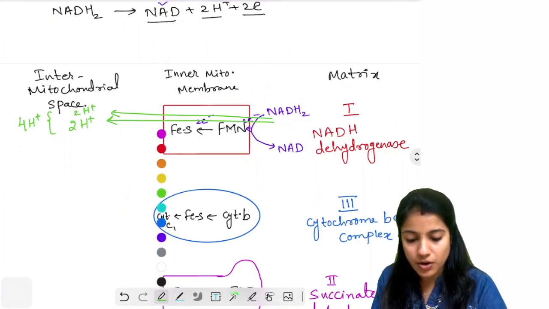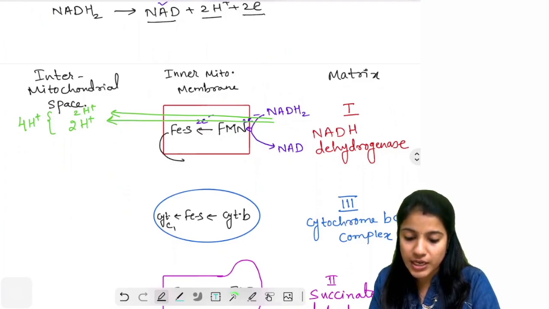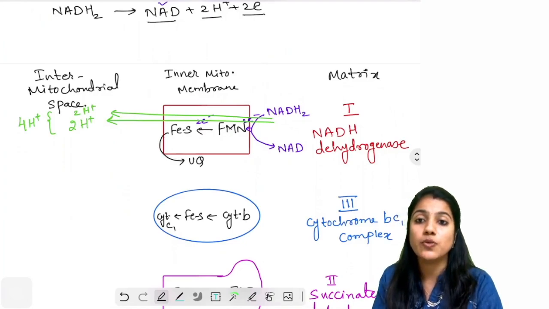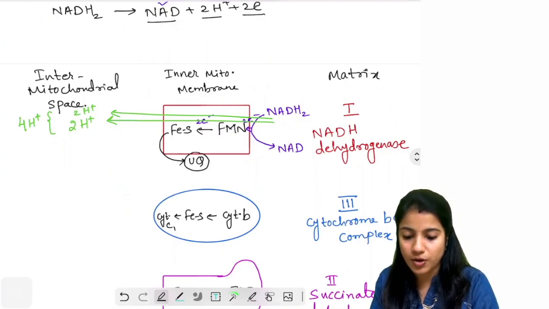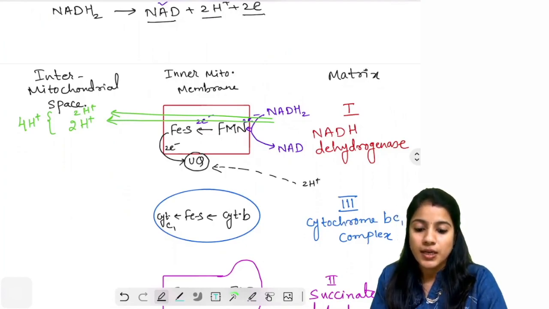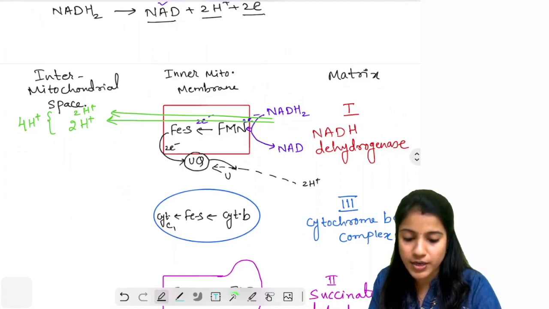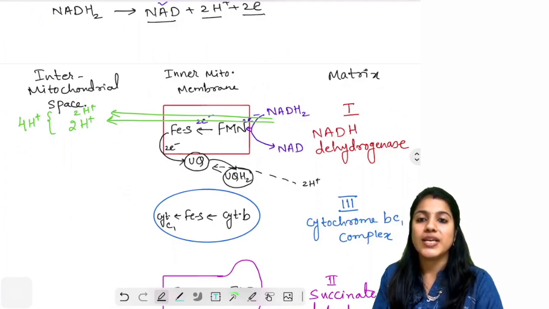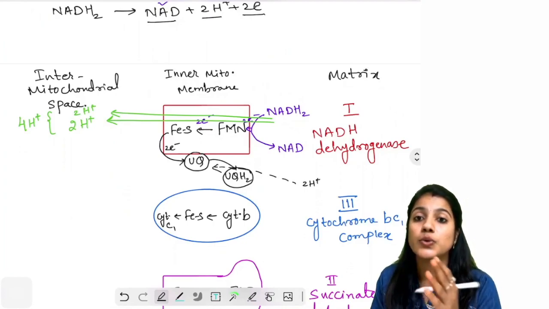Now electrons are associated with FeS. It will donate the electrons to the mobile carrier, that is ubiquinone. Now this ubiquinone will accept the electrons. How many electrons? 2 electrons. From the matrix, it will accept 2 protons. So we will be getting a product called ubiquinol, that is UQH2. UQ will accept 2 electrons as well as 2 protons from the matrix, and we will be getting the product UQH2.